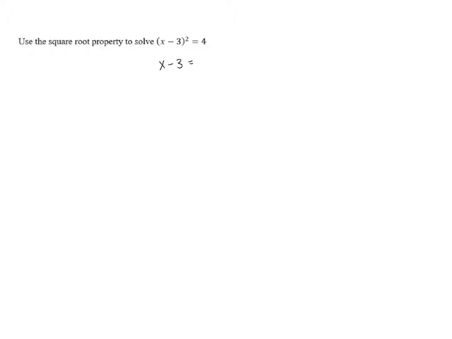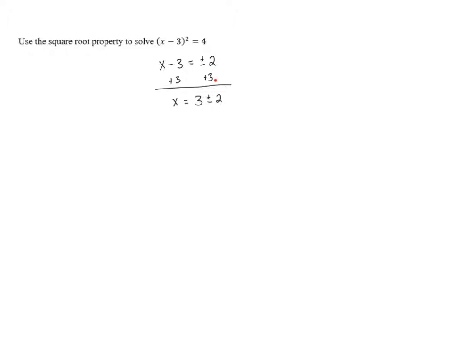x − 3. Then on the right-hand side, when we take the square root, we end up with plus or minus, and the square root of 4 is just 2. So we've got x − 3 equals plus or minus 2. Now, to get x alone, we need to add 3 to both sides of the equation. On the left-hand side, that leaves us with x. And on the right-hand side, we've got this positive 3, and then after that, we have plus or minus 2.